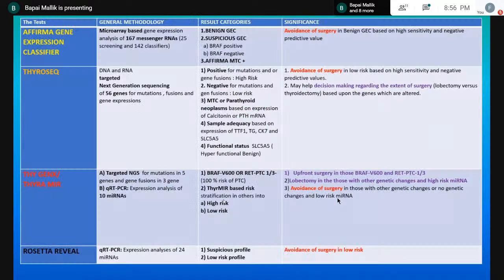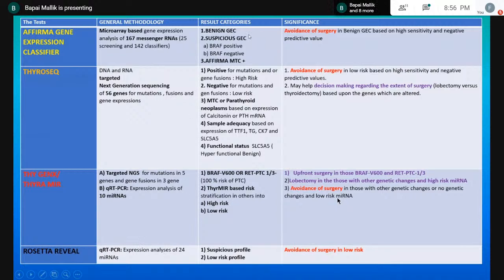And if you want to keep up, this is what you should look at. These are the 4 tests. The general platform is different. This is a microarray based gene expression test. ThyroSeq is a next generation sequencing test, but a targeted next generation sequencing test. We are looking for specific mutations. It is not the whole genome sequencing. But here, you add a quantitative RT-PCR for expression analysis of 10 miRNAs. So this is associated with microRNAs, and this is a test which is based on quantitative RT-PCR of microRNAs.